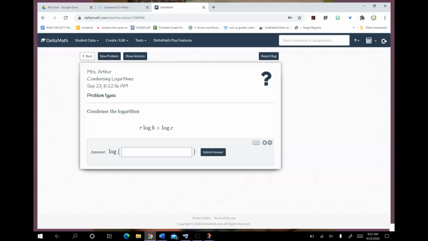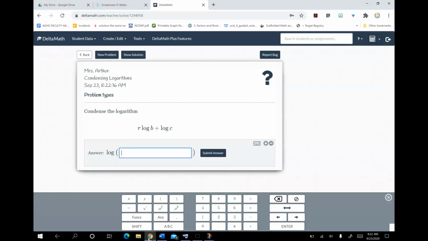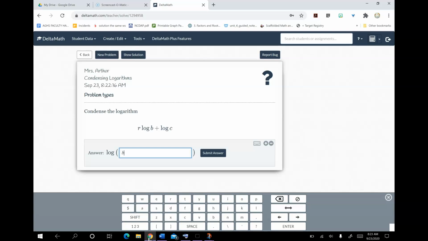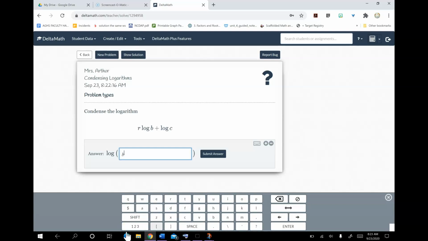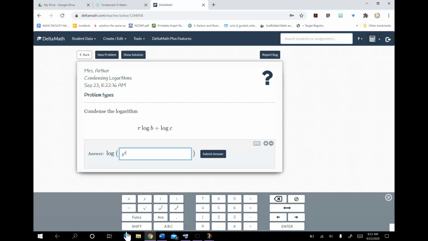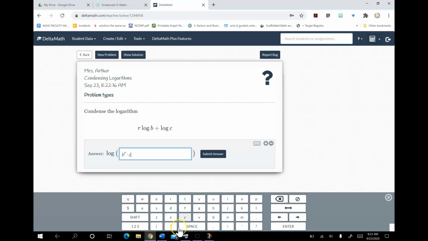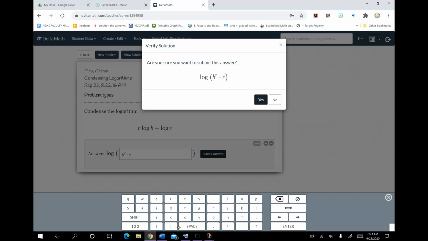So when I go back here, I'm going to use my keyboard, okay? And I'm going to say b to the r. So b to the r power. I would actually, you got to arrow over to get out. I would actually hit the multiplication button, okay? And then it's just going to be times c. And that's your answer, okay?